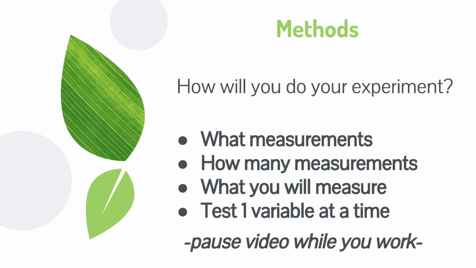The next step of designing a scientific experiment is to create your methods. Your methods are a detailed guide of how you will do your experiment. It's important to be specific when you describe how you will do your experiment. Let's take a look at this example outside to see why that's the case.